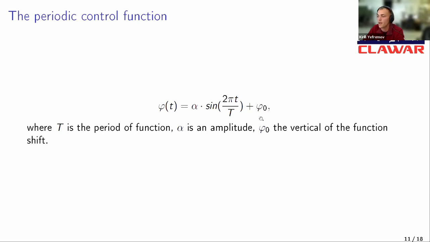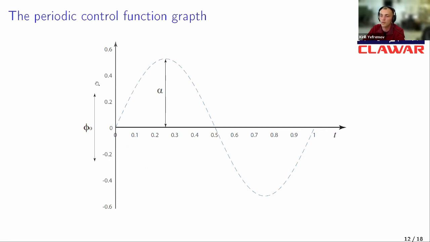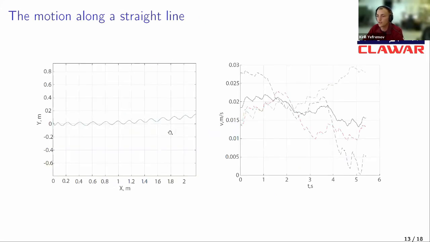P0 is a shift from the y-axis. It's a t-axis. It's a period of our function. A is an amplitude, and phi is a shift. Amplitude and period give us the velocity of the roller racer, and the shift of this function gives us steering of motion.